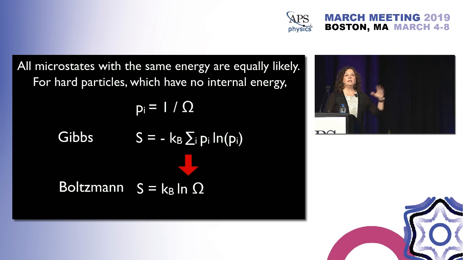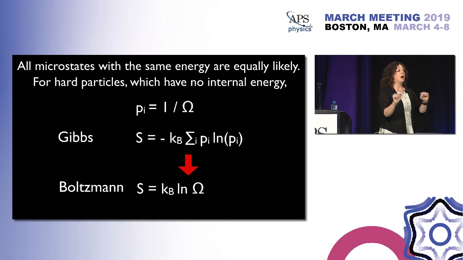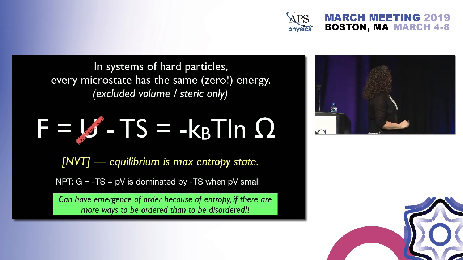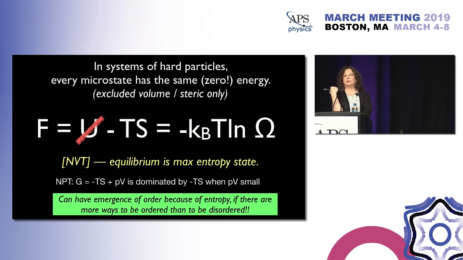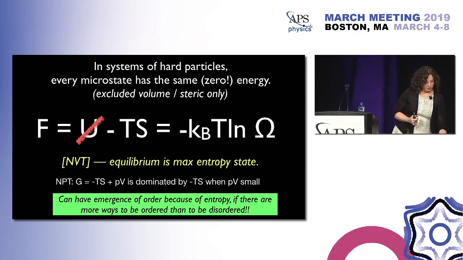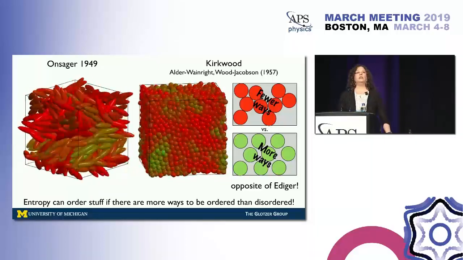And so in these systems, free energy minimization, which just becomes entropy maximization, is just maximizing the number of possible microstates, the number of possible ways of arranging and placing all of the particles in the system. That is what it's trying to do. Now, this might seem counterintuitive, but it means that you can have emergence of order if there are more ways to be ordered than disordered, right? Very counterintuitive. But actually, we have known this for 60, 70 years.